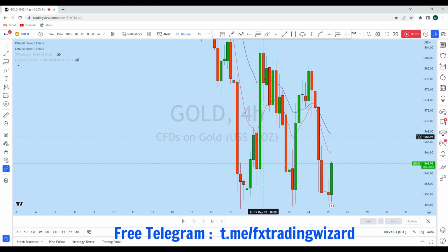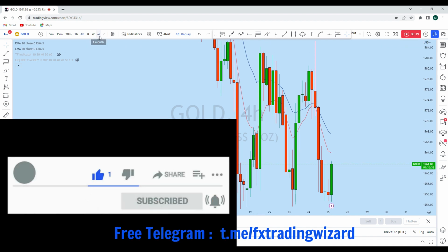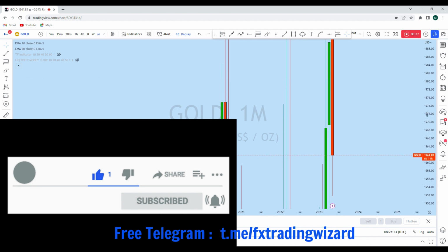Hello trader, I'm going to do a complete multi-time frame analysis on gold. Let's see what kind of trading opportunity we currently have in this instrument. From the lower time frame perspective, we can see that gold is currently showing significant trading opportunity. Before we discuss how we can trade, first let's look at the bigger picture, looking at the monthly time frame.